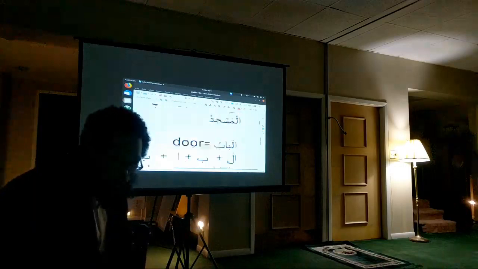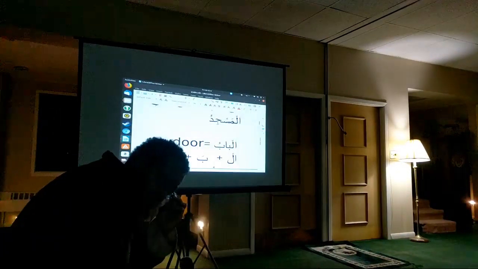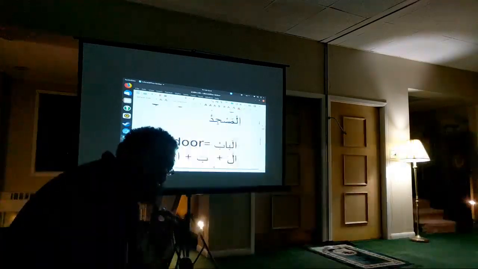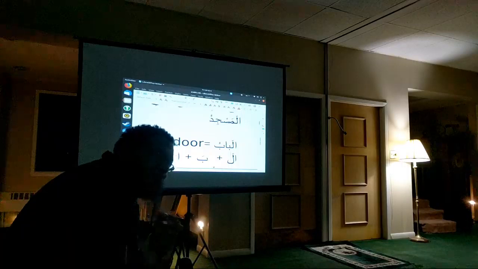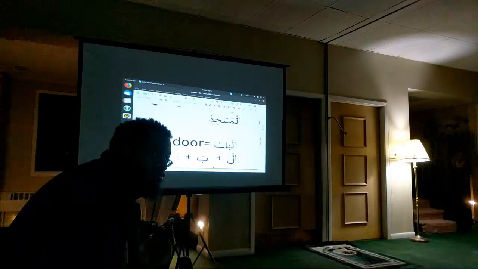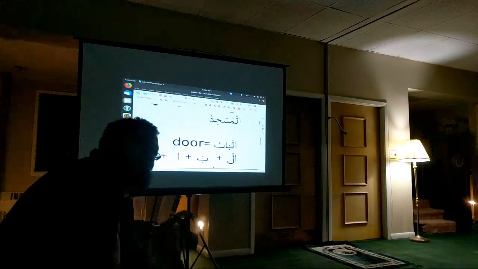The word for door in Arabic, what is it? Al-babu, right? Is al-babu "door" or "the door"? The door, because there's a definite article. What makes something a definite article in Arabic? The alif and lam. And what makes something indefinite? What changes? The tanween. The tanween is an indication of an indefinite article in Arabic.